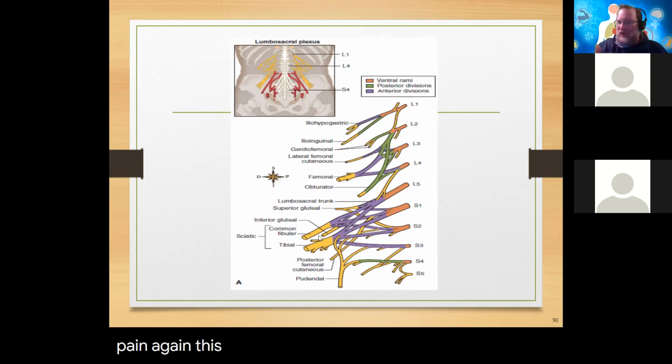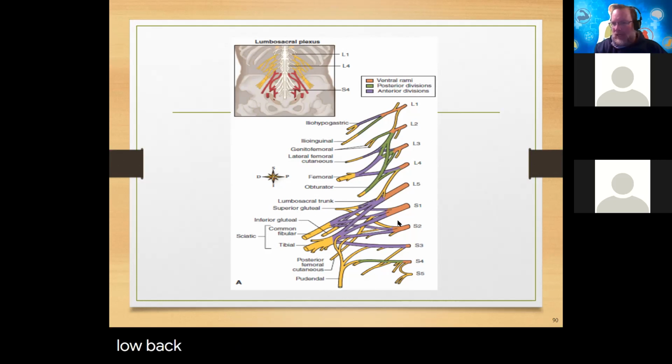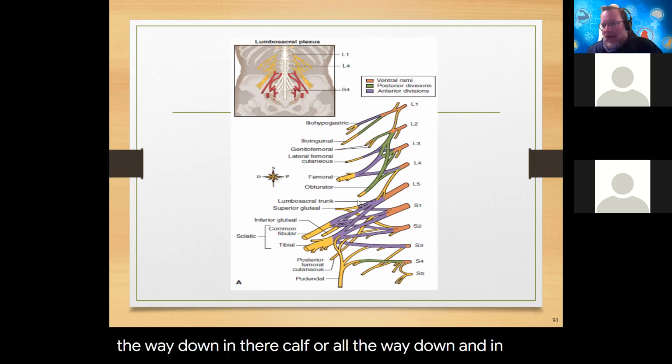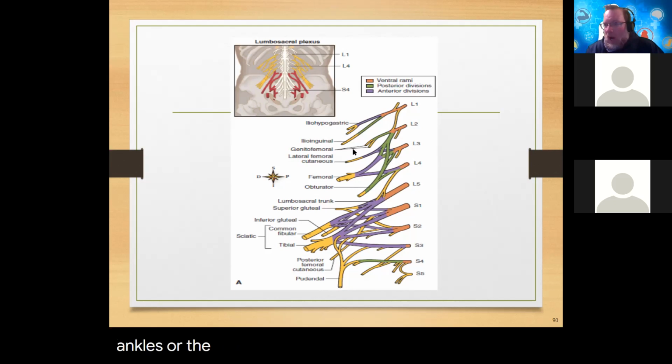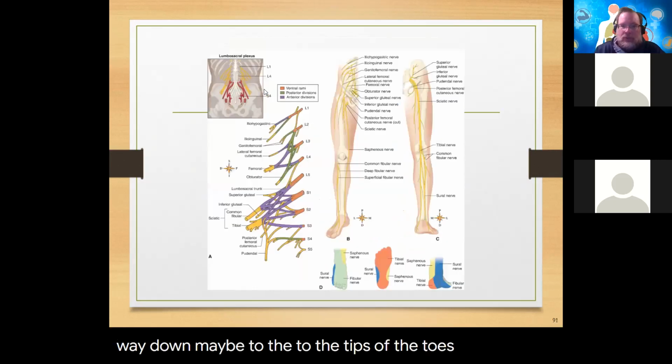Again, this is part of why someone with low back pain would have numbness or tingling or pain all the way down in their calf, or all the way down in their ankles, or in their quads, or the back of their hamstrings. Okay, so if we've got some disc degeneration, or we've got some musculoskeletal issues up in the lumbar area, we certainly could expect to have some issues heading all the way down, maybe to the tips of the toes.